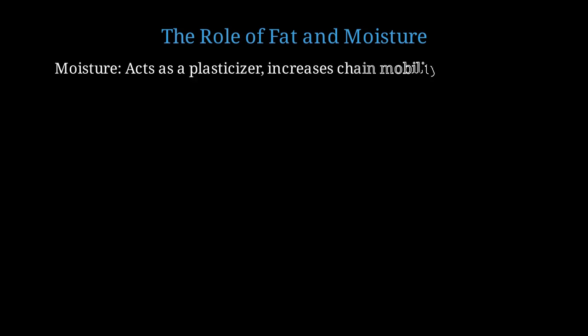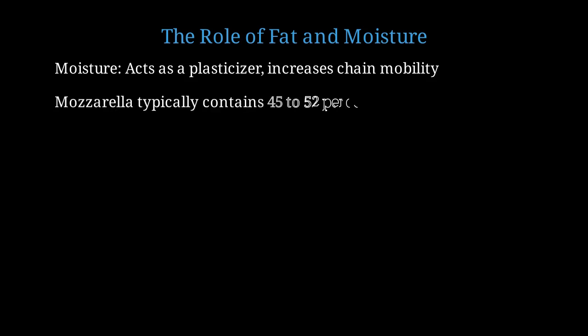We must also discuss two other critical components that affect cheese stretchiness: fat and moisture content. Moisture content acts as a plasticizer in the protein network. Water molecules insert themselves between protein chains, reducing intermolecular interactions and increasing chain mobility. More moisture generally means more stretch. Mozzarella, which is famous for stretching, typically contains 45 to 52% moisture by weight. This high moisture content is essential for its characteristic stretchiness.